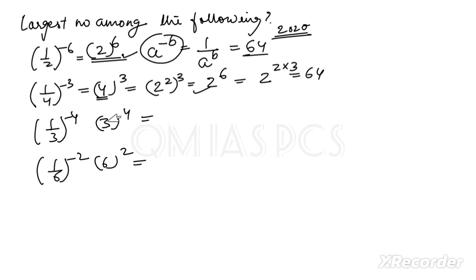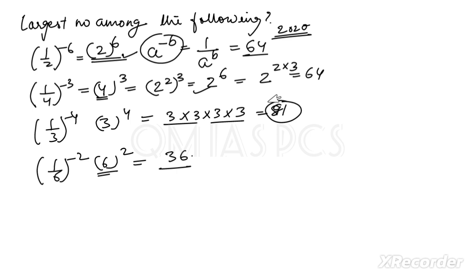Again, what is 3 power 4? 3 multiplied by 3 multiplied by 3 multiplied by 3. This is 9, this is 9, that means this is 81. And finally 6 square is equal to 36. Now you can see which number is largest. This 81 is largest, that means option C is the correct one.